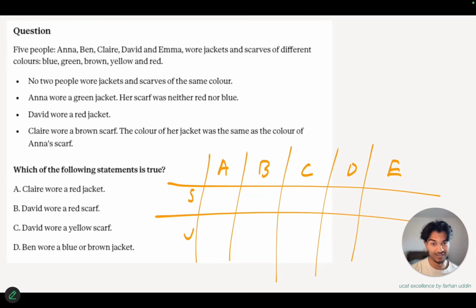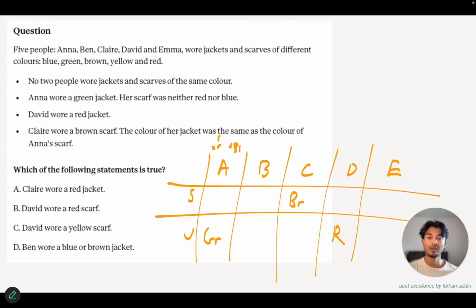Anna wore a green jacket. We can absolutely do something with that. So green jacket here. And her scarf was neither red nor blue. So not red, not blue scarf. Just keep that in mind. David wore a red jacket. Lovely. And Claire wore a brown scarf. Cool. So nice piece of concrete information we can work with.